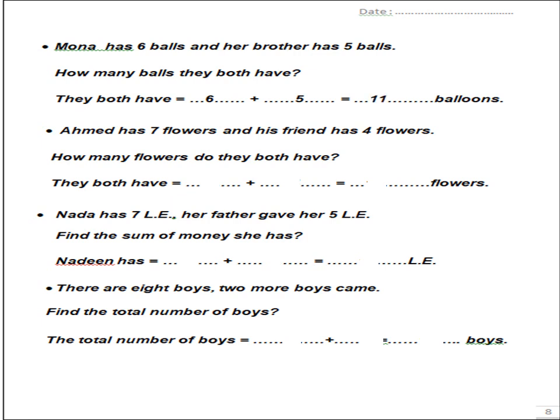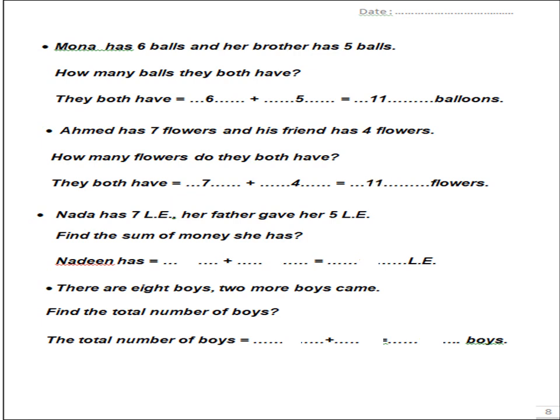The second question says, Ahmed has 7 flowers and his friend has 4 flowers. How many flowers do they have? Both have. Okay? The keyword here is "both." I want to know here also the total amount of flowers that Ahmed has with his friend. So we put 7 plus 4, 7 in your mind, 4 in your fingers, and start to count after 7: 8, 9, 10, 11. So the answer will be 11.